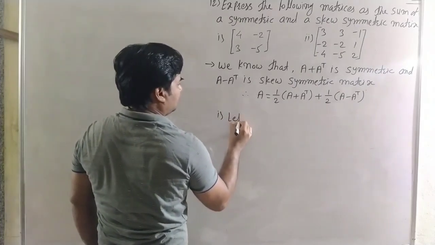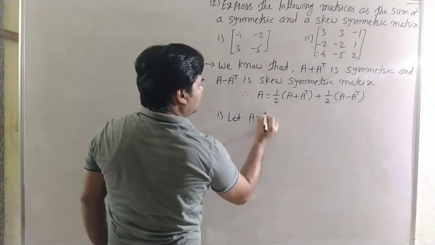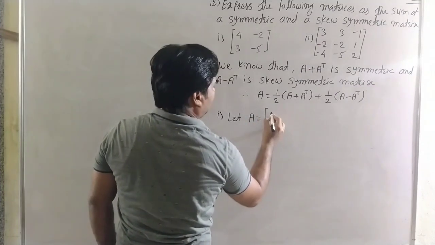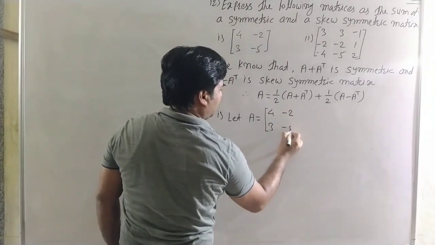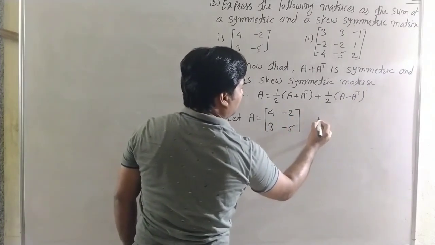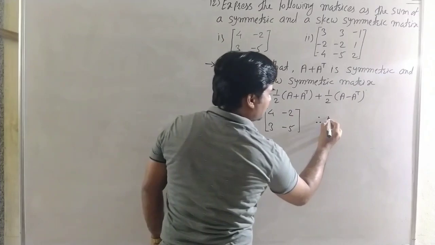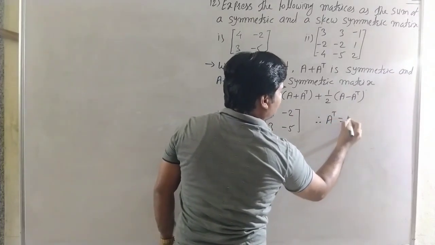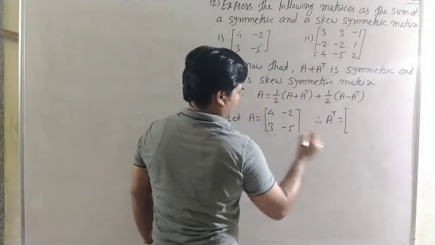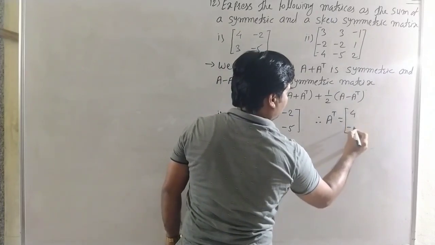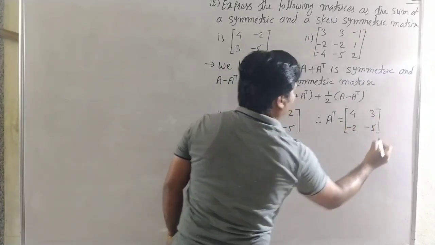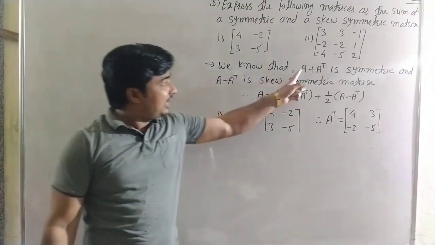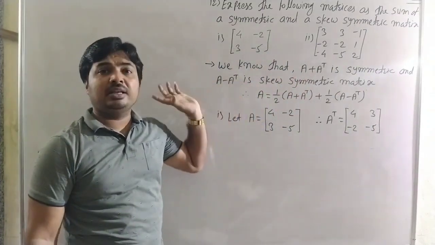let the A matrix be [4, -2; 3, -5]. Okay, therefore we can write A transpose is equal to [4, 3; -2, -5]. Now we find A plus A transpose and A minus A transpose.